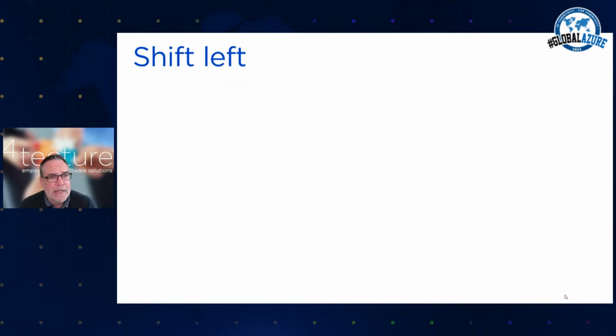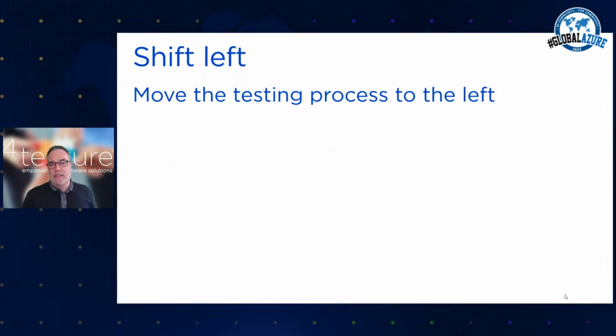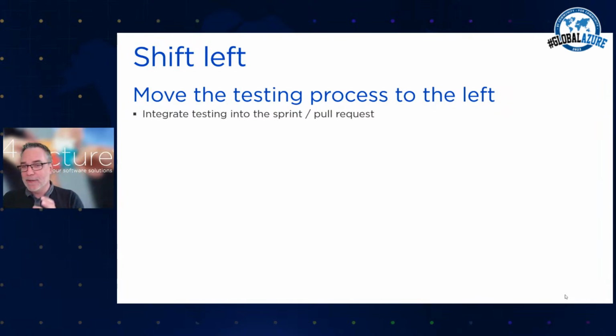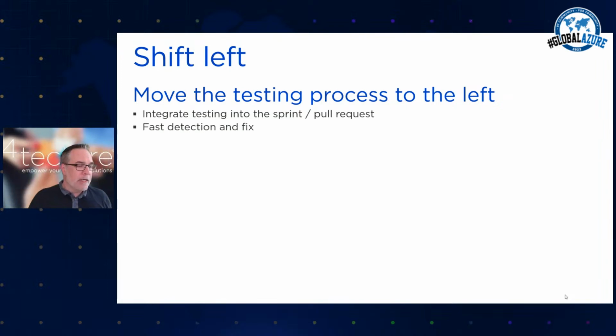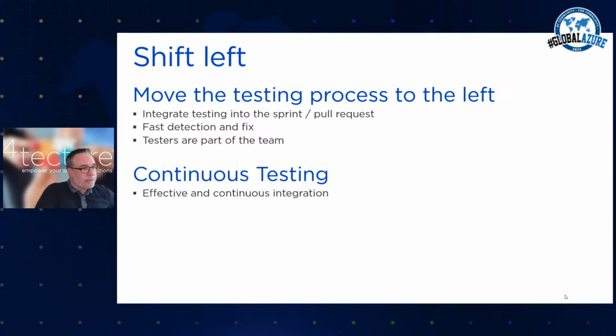So what we actually do is shifting left. We move the testing process to the left side of the development process, so it's mainly situated in the dev area. For that, we integrate the testing in our sprint, in our feature development, and of course into the pull request, because without the software being tested, we're not going to integrate it. This enables us to have fast detection and fix. And we also need to shift the testers. The testers should be part of the team. To achieve that, they should do test automation implementations, so that we have the regression testing available.